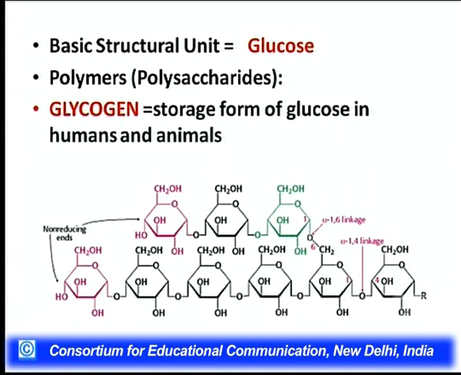Now, as I said, monosaccharides are very important, and glucose is very, very important, because glucose is the basic structural unit for polymers, that is, for polysaccharides. If I talk of glycogen, which is the storage form of glucose in humans and animals, this is the polysaccharide which gives us energy when there is a lesser amount of glucose. And glycogen is made up of branched chains of glucose molecules.